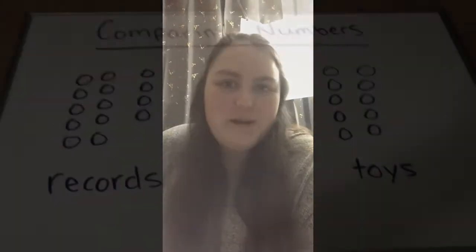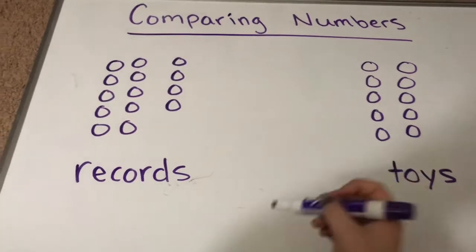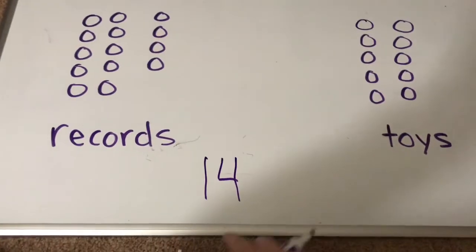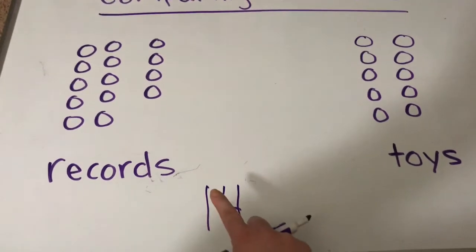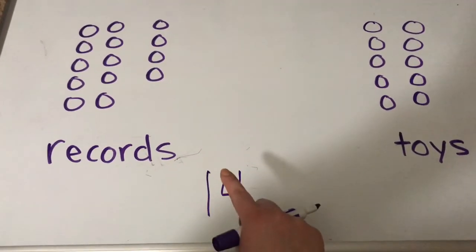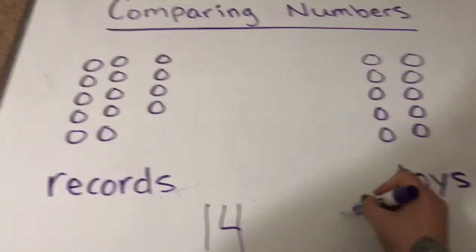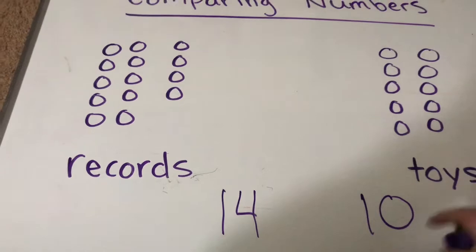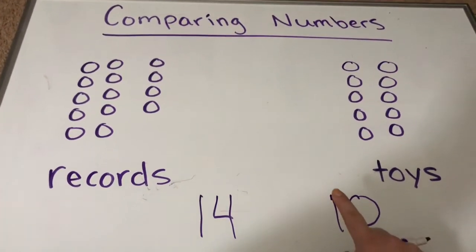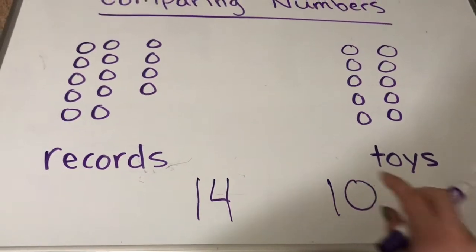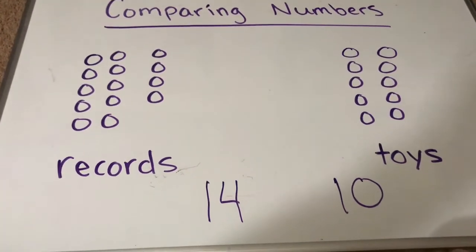Let's compare who had more. Do you know who had more? Let's look at my whiteboard. Miss Bush had 14 records. Practice writing the number 14. 1, 4. Good. Huck had 10 toys. Practice writing the number 10 with your finger. 1, 0. Who had more?